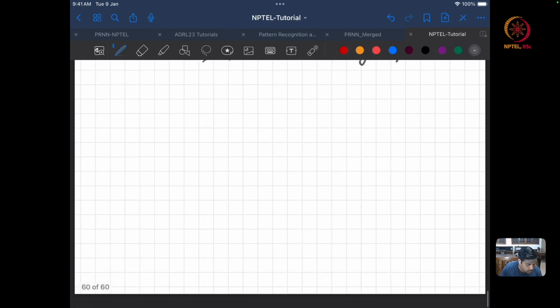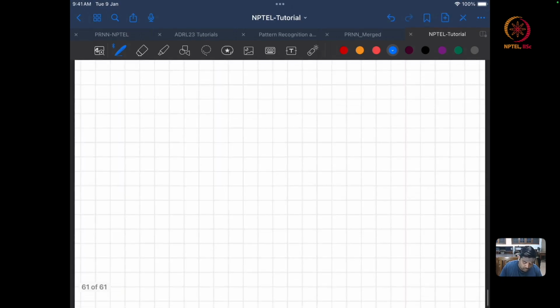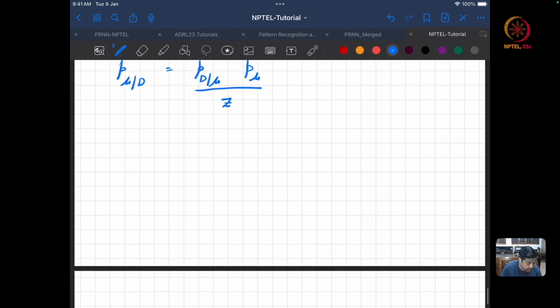Okay, so now again, we already know that P(mu given D) is equal to P(D given mu) into P(mu) divided by Z. Now we can eliminate this Z and substitute for P(D given mu) and P(mu).